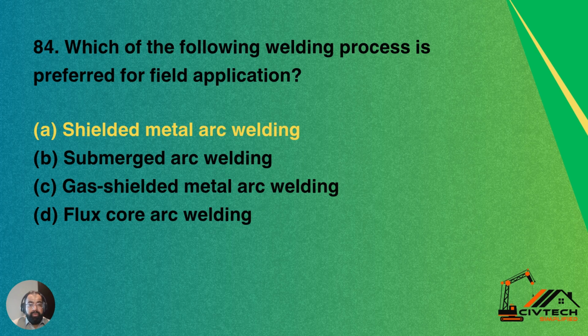Question 84. Which of the following welding processes is preferred for field application? Option A, shielded metal arc welding. Option B, submerged arc welding. Option C, gas shielded metal arc welding. Option D, flux core arc welding. So A here is the correct answer, shielded metal arc welding.